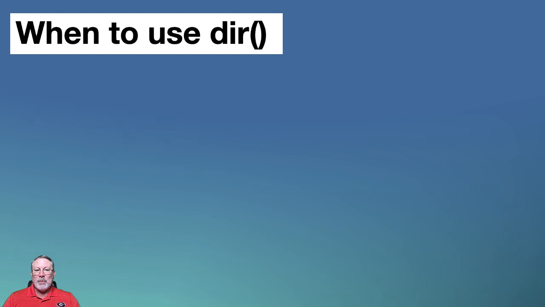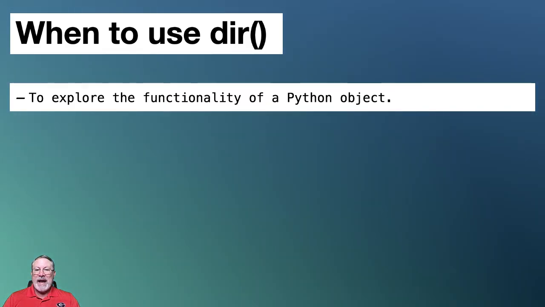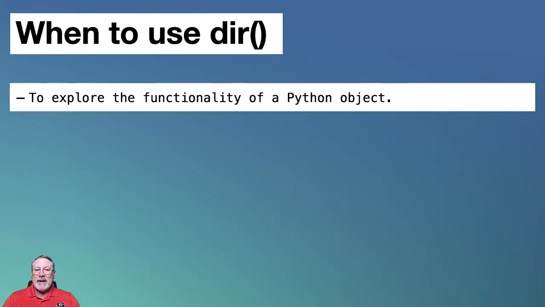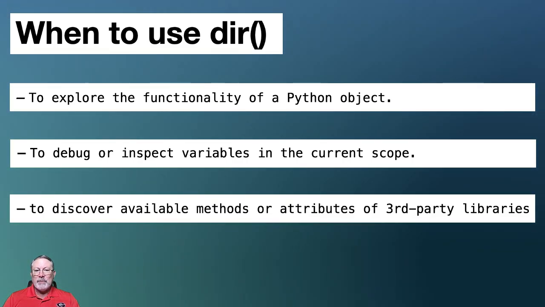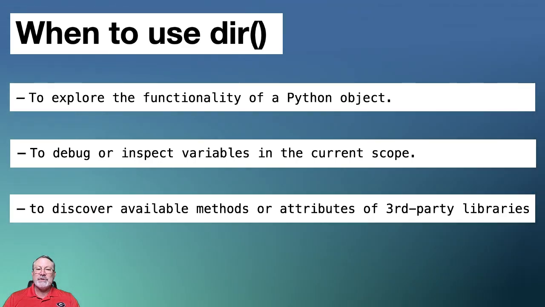You'd use dir when you want to explore the functionality of a Python object, you need to debug or inspect variables in the current scope, or you're working with third-party libraries and want to discover their available methods or attributes.